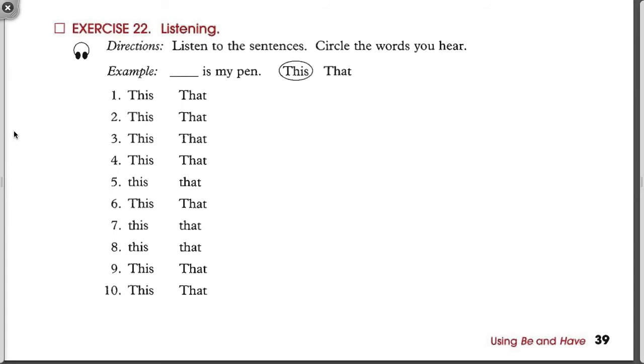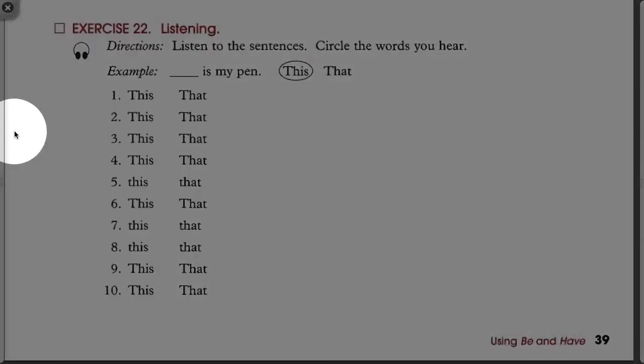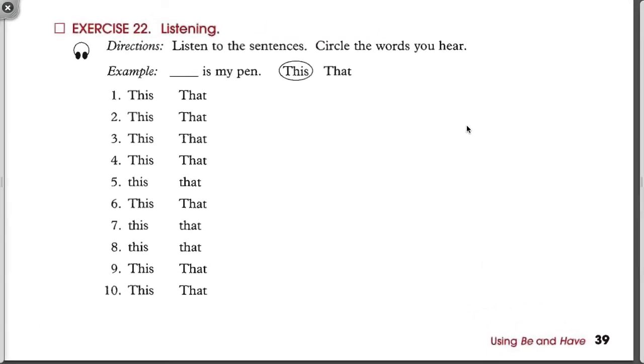Exercise 22, listening. I'm going to read the script and you should answer by circling this or that. This or that. Okay? Are you ready? Number 1. This is my grammar book. Number 2. That is your grammar book. Number 3. That's your wallet. Number 4. This is her purse. Number 5. Is that your umbrella?